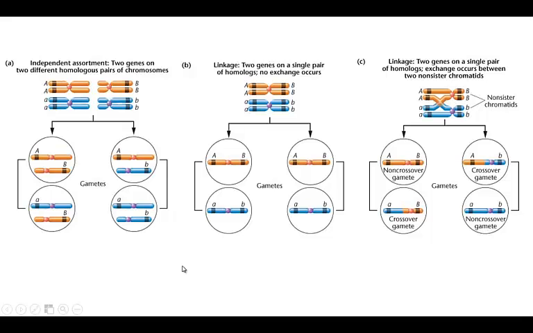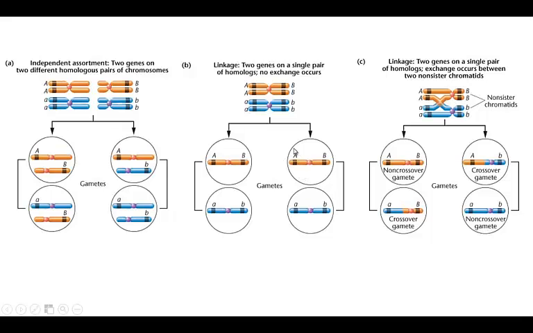Now, if these two genes are located on the same chromosome, A is here on this part of the chromosome, B is over here, when this undergoes meiosis and the gametes are formed, if there's no exchange happening, if there's no crossing over happening, what you'd expect to see are 4 gametes, and they're all going to be like the parents.